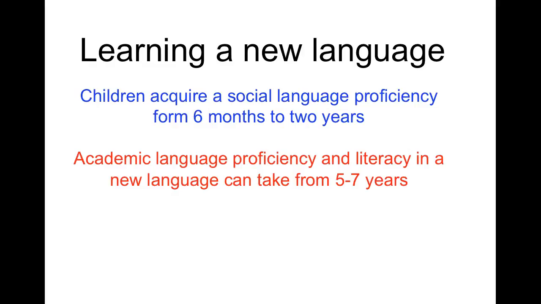We need to remember that children will acquire social language proficiency from about 6 months to 2 years. So in those first 6 months, the child is doing a lot of language learning, and you will hear them speaking with their friends, and they're going to sound like they pretty much have learned a lot of English, and they have. But that is not to be mistaken with academic language, and that academic language is what we really start to see when we ask them to do a lot of writing, to formulate sentences, to use proper grammar. And that academic language proficiency can take from 5 to 7 years.